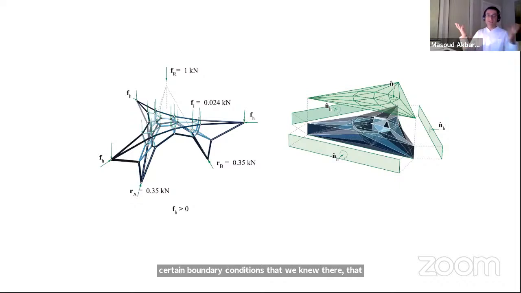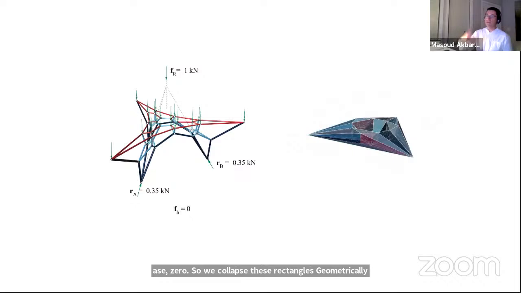For instance, we designed the structure as a compression-only system that could receive the applied loads from above, and then it was supported on the sides as well as on the ground. But we knew that on the side of the structure, of this branch structure, we could not have forces being exerted or applied to the system. So we had to make the magnitude of the forces, which are shown by the areas of the rectangles here, zero. So we collapsed these rectangles geometrically to a line to make those areas zero, and suddenly we get this tension and compression combined system.